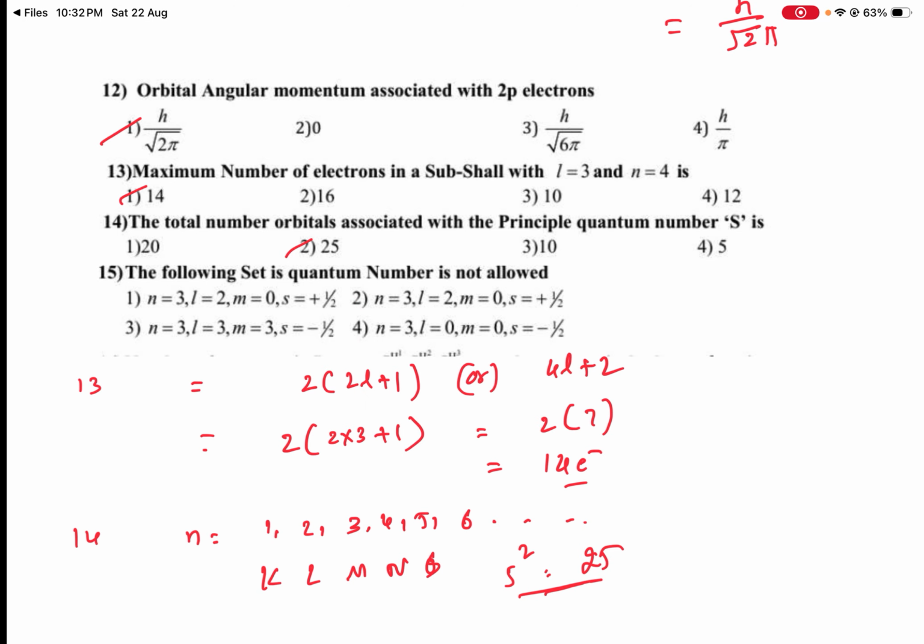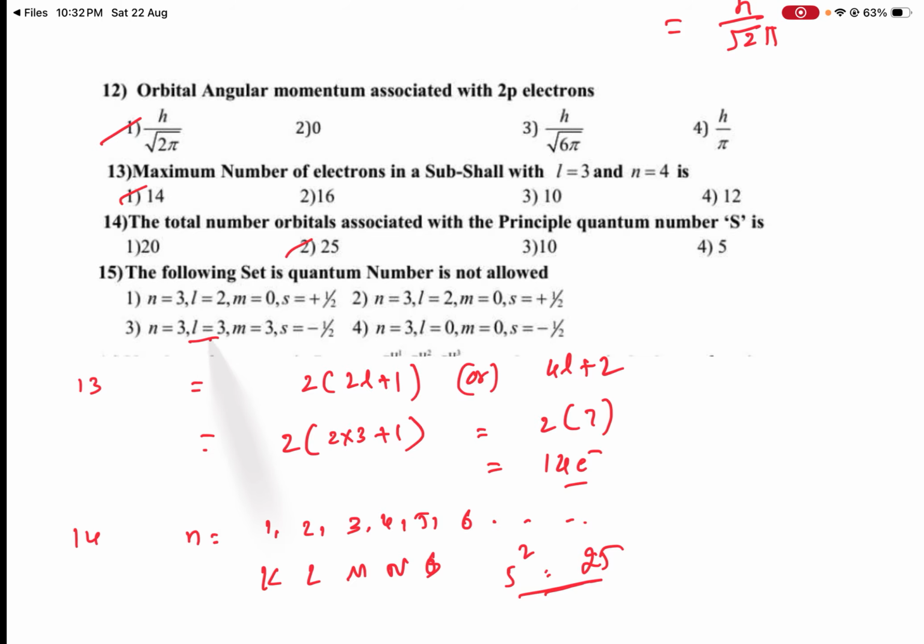Next, the second one, n is equal to 3, l is equal to 2 is also possible, because n minus 1 means 2. m is equal to 0, s may be plus 1 by 2 or minus 1 by 2, correct. Next, the third one, n is equal to 3 means l must be up to n minus 1, that means 3 minus 1. l values range over 2, 1, 0. So this is not possible.